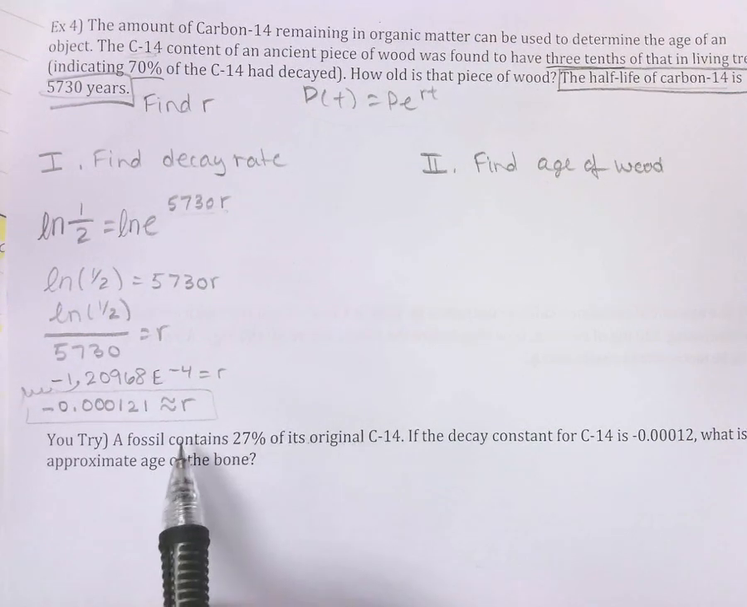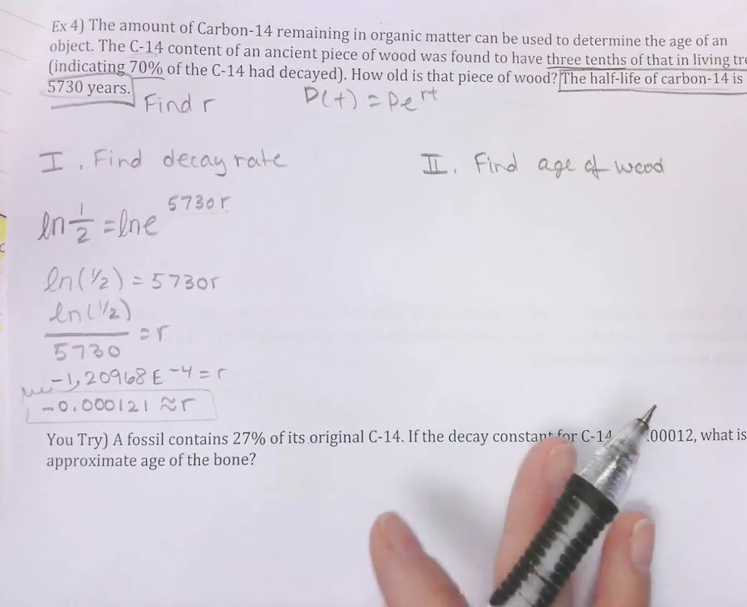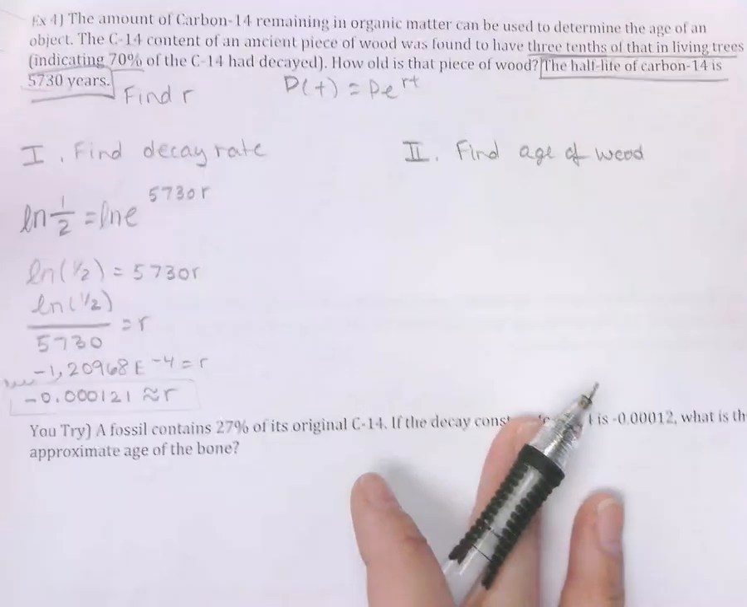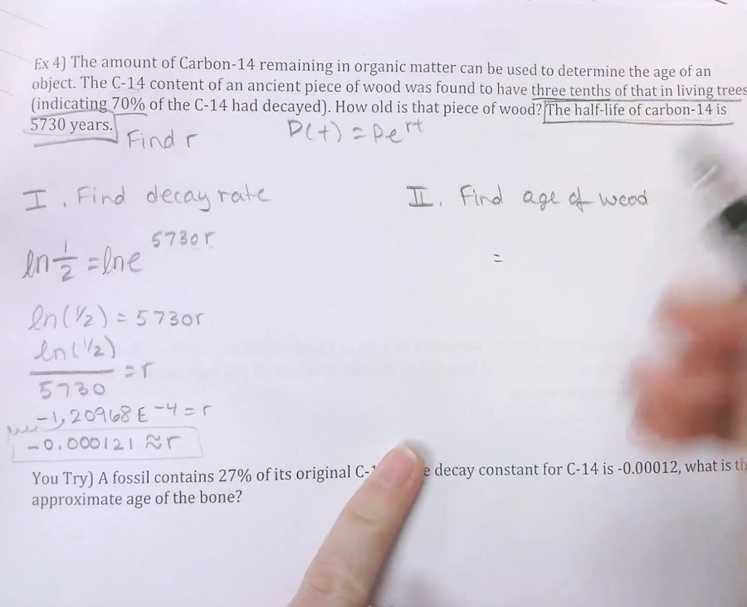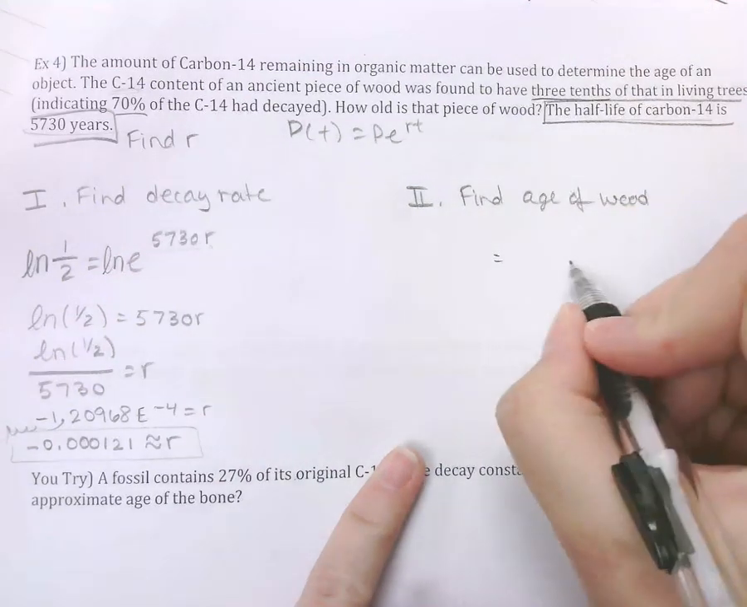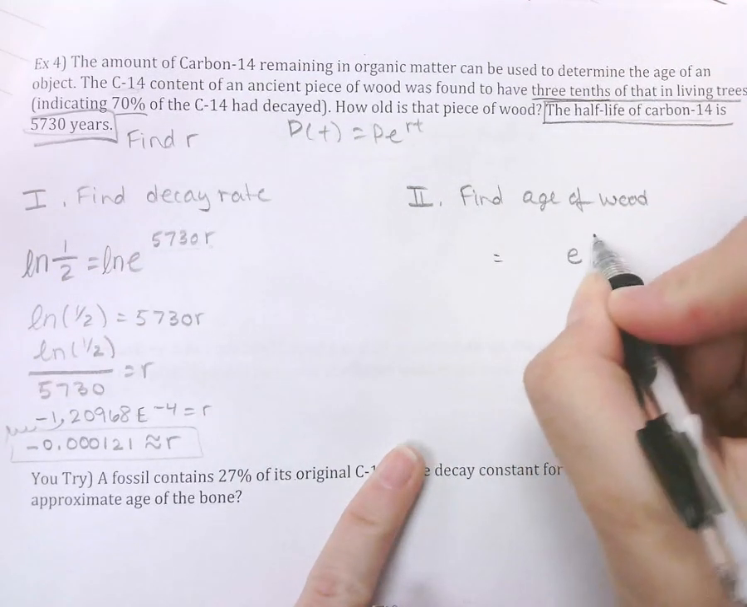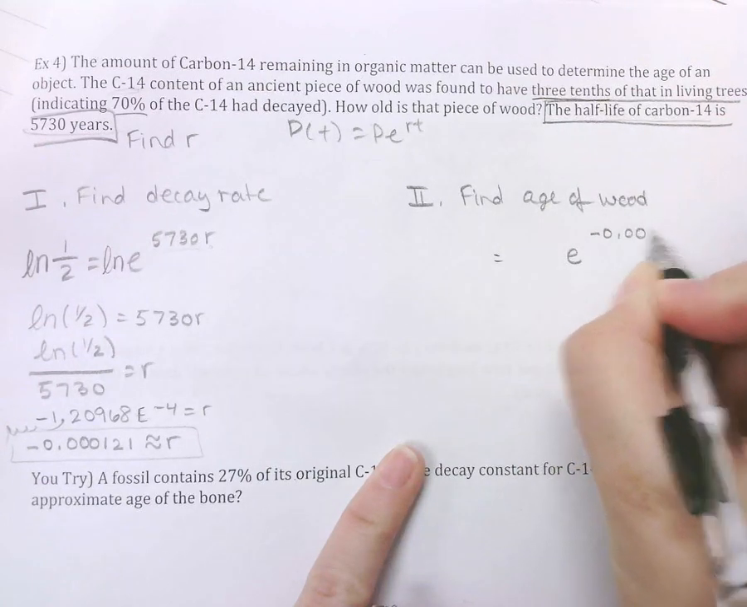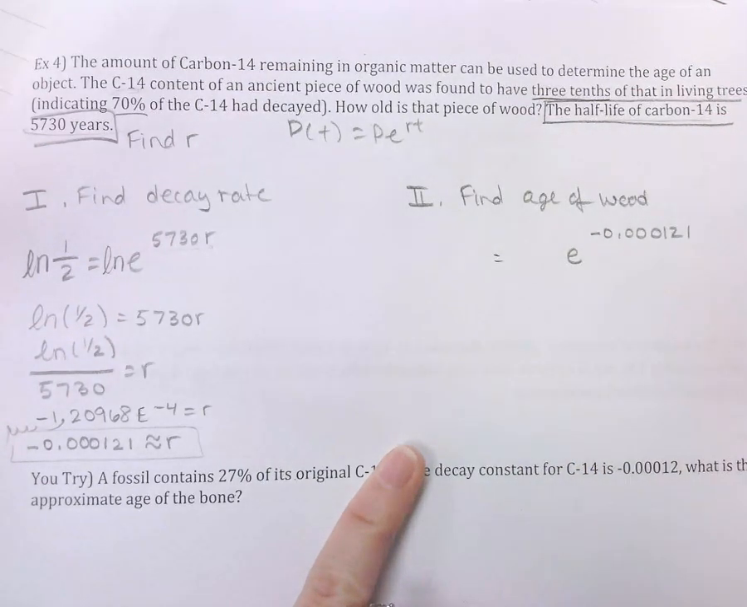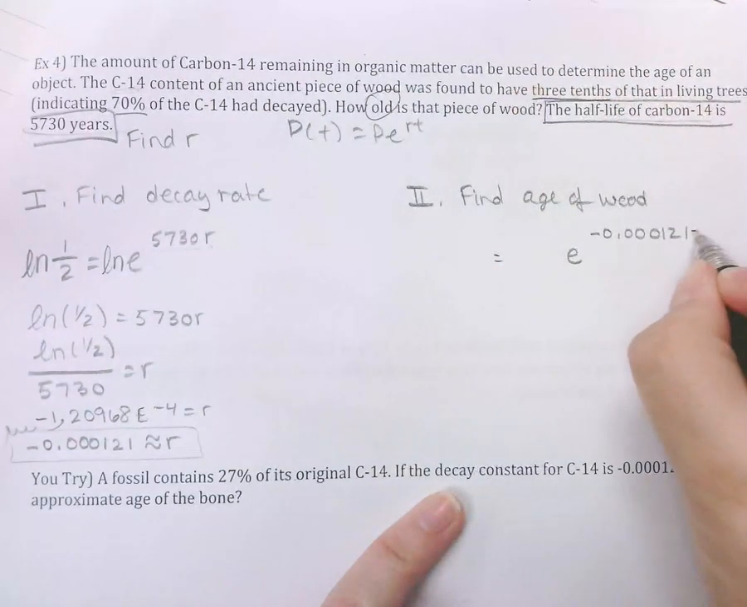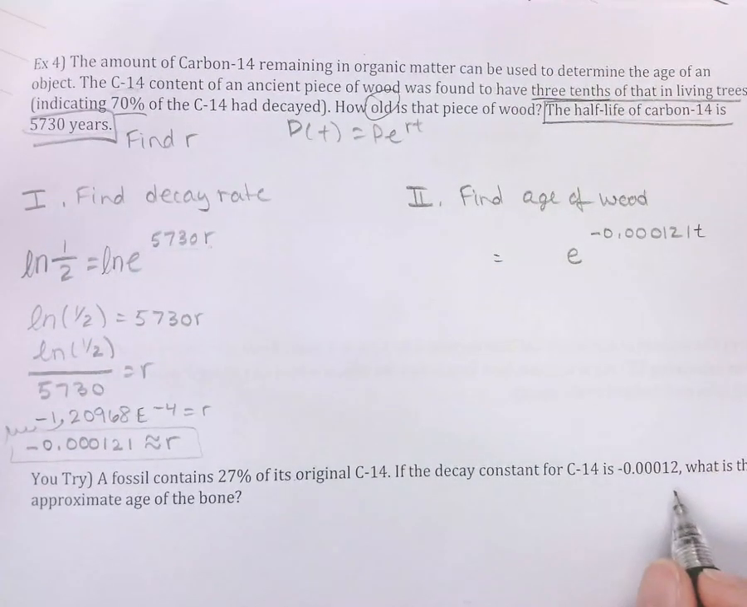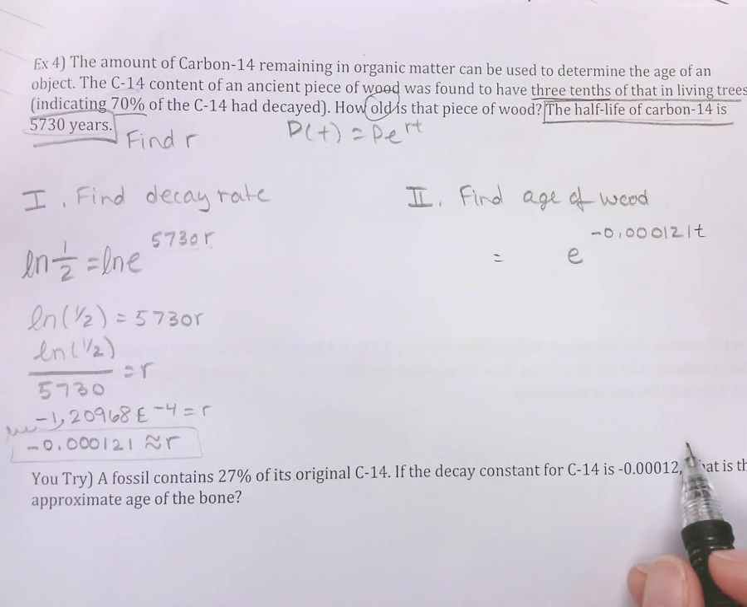Once we find R, we can now answer the question. So let's go back to what we know about this question. How old is the piece of wood? What we know in our formula is we now know the rate. So I'm going to plug that in. What we don't know is how old the piece of wood is. So that means we're solving for T. I thought that T was time. T is time. That's how many years old it is.